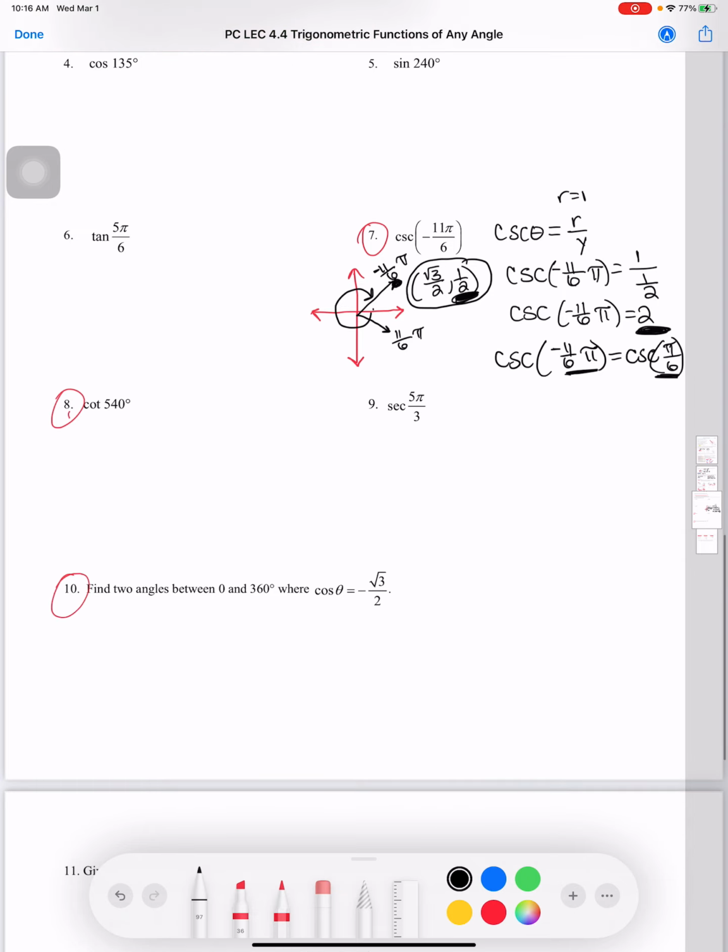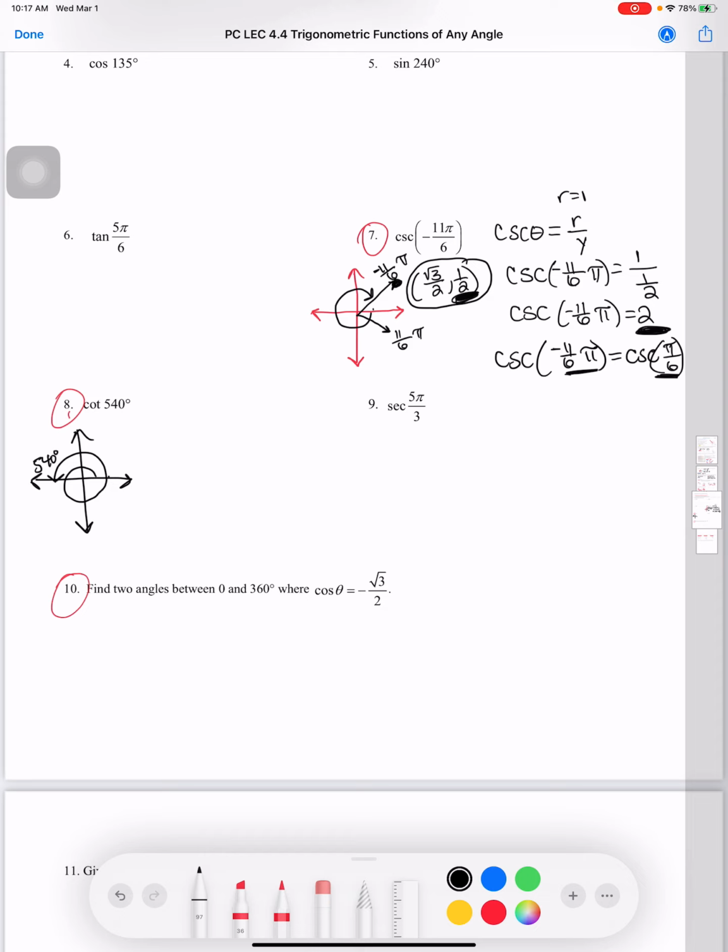So if we look at number 8, it's a bit different. We have cotan of 540. So again, I would maybe sketch this out. I have a quadrant plane, and we start here. If I do 540 degrees, what that is, is we're going around 360 degrees, and then we're going to add another 180 degrees. So 540 degrees ends up there on the x-axis.